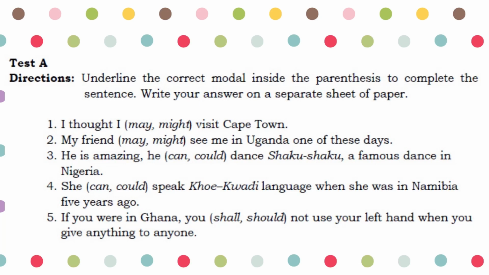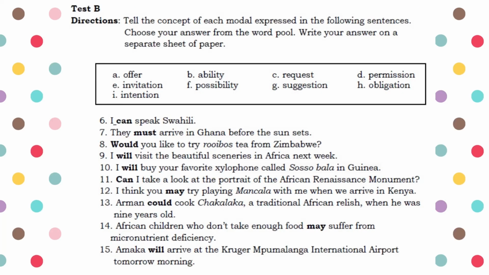Number 3. He is amazing. He could dance shaku shaku, a famous dance in Nigeria. Number 4. She could speak Kwadi language when she was in Namibia 5 years ago. Number 5. If you were in Ghana, you should not use your left hand when you give anything to anyone. Now let's move on to test B.